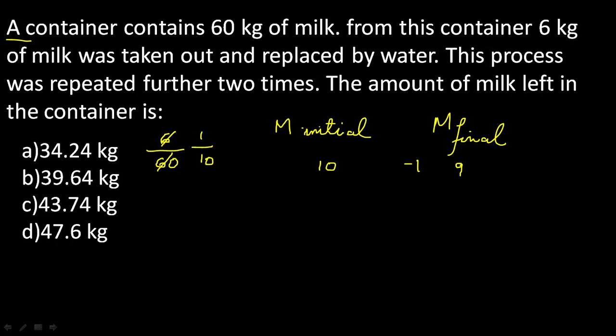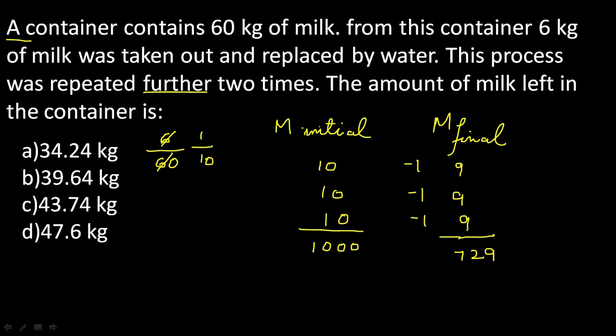This process is continued further 2 times. So note the question, further 2 times. So 1 time is already there, further again 2 times. So don't make this silly mistake in these types of problems. Now when we multiply, we will be getting 1000 here, and here we will be getting 729.